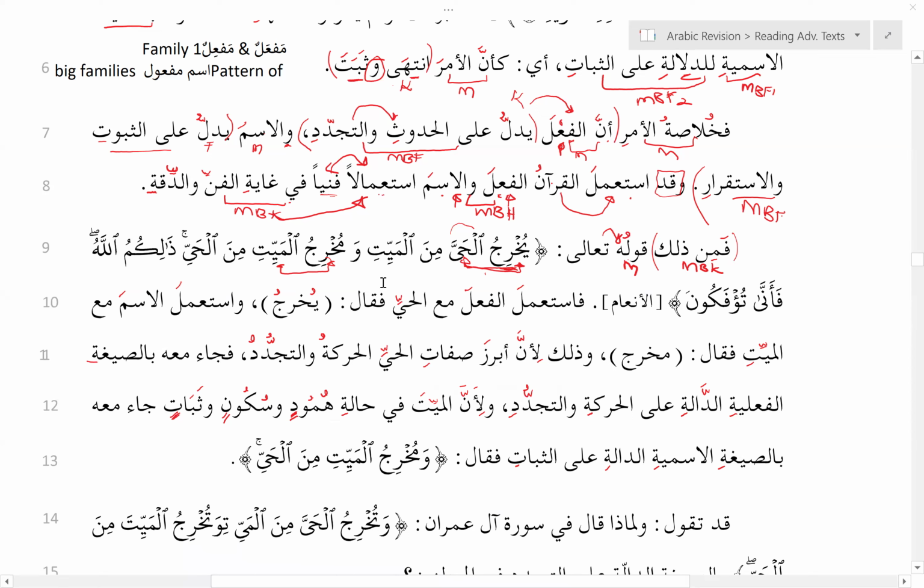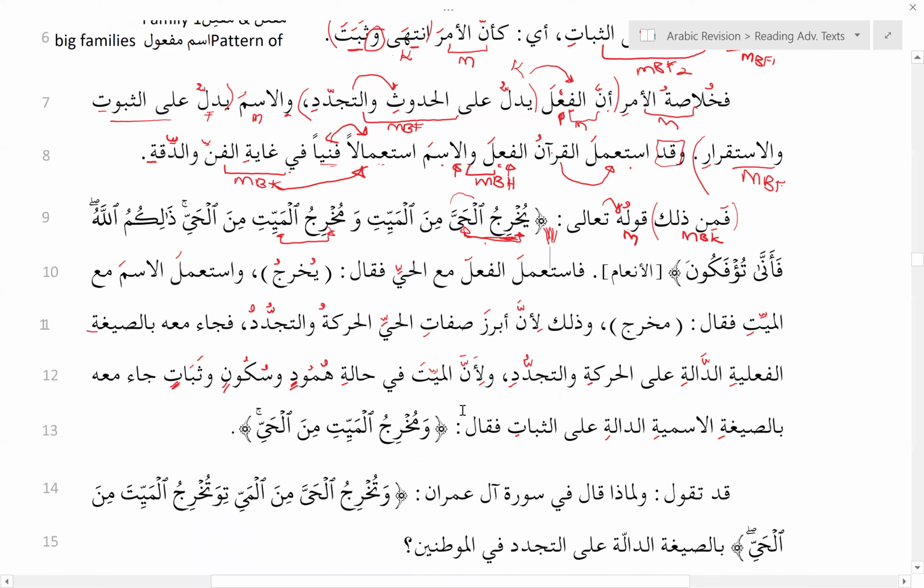Okay. So we figured that whatever comes after Ta'ala, this whole surah that is being quoted, is basically the atf bayan of قوله.